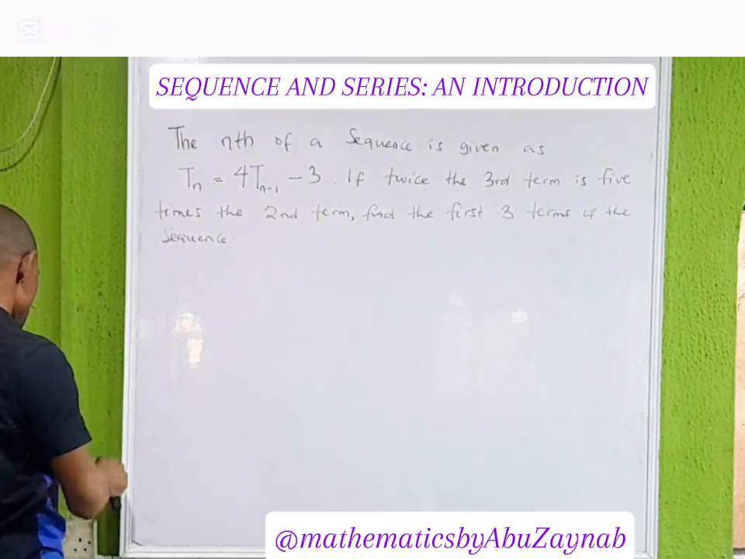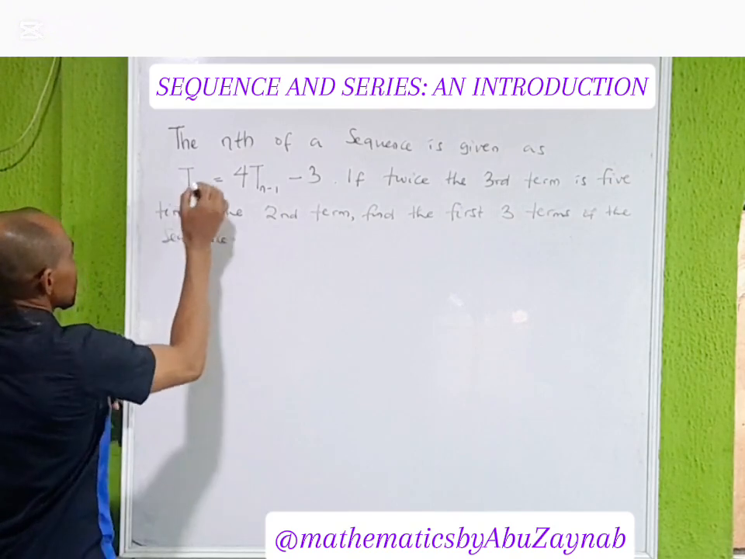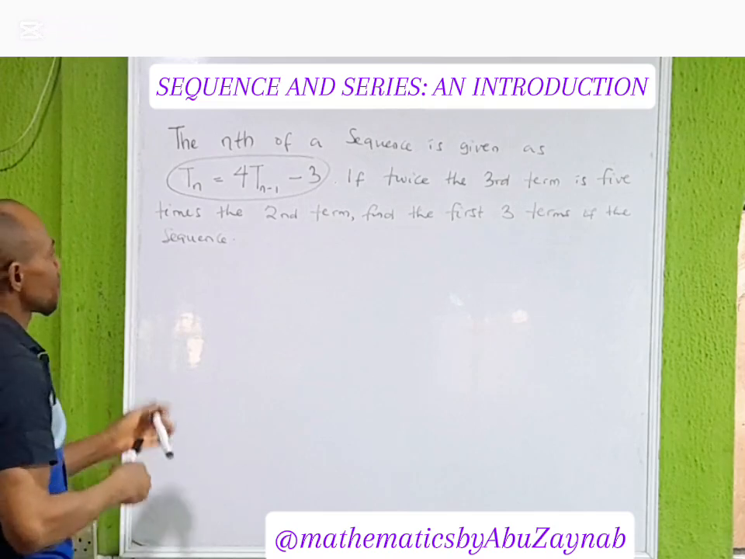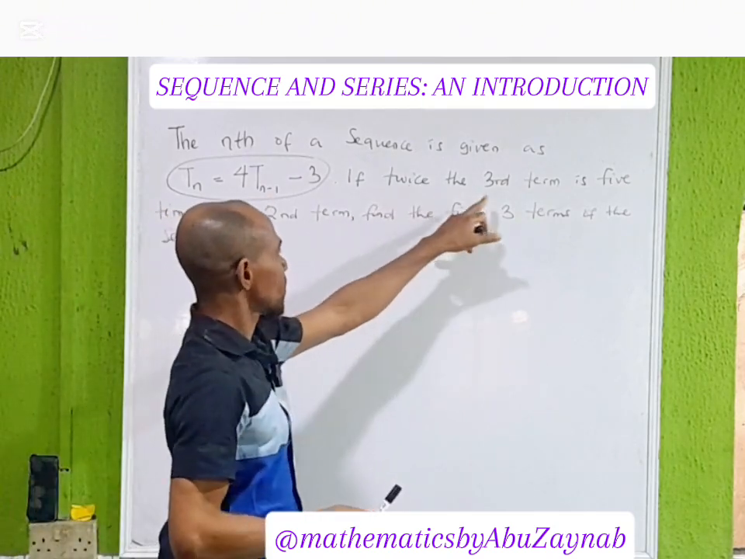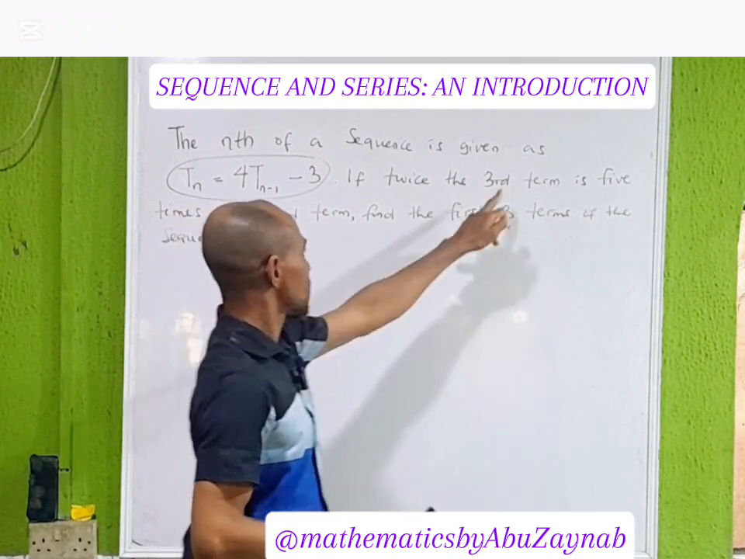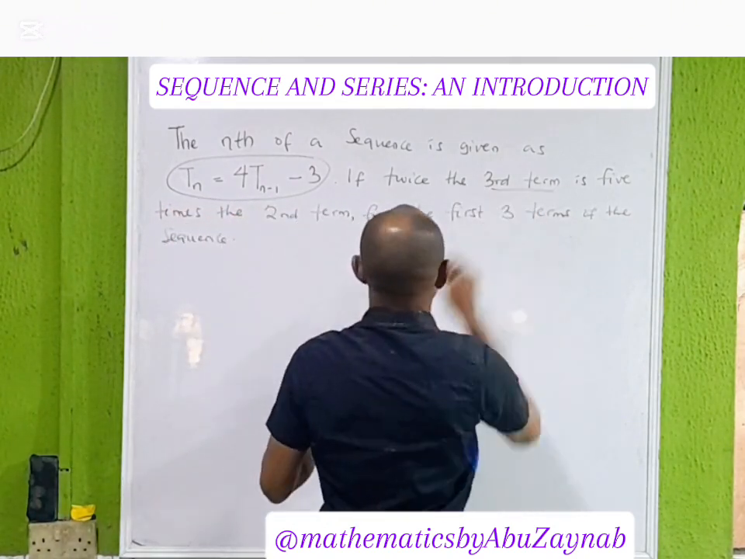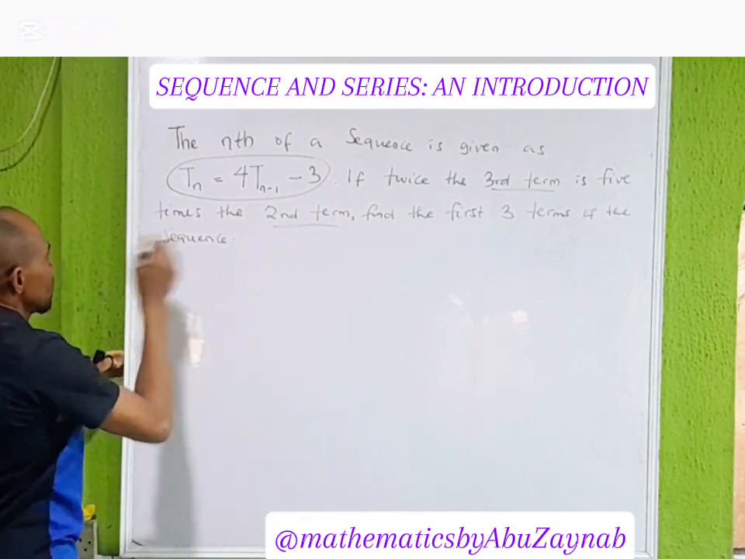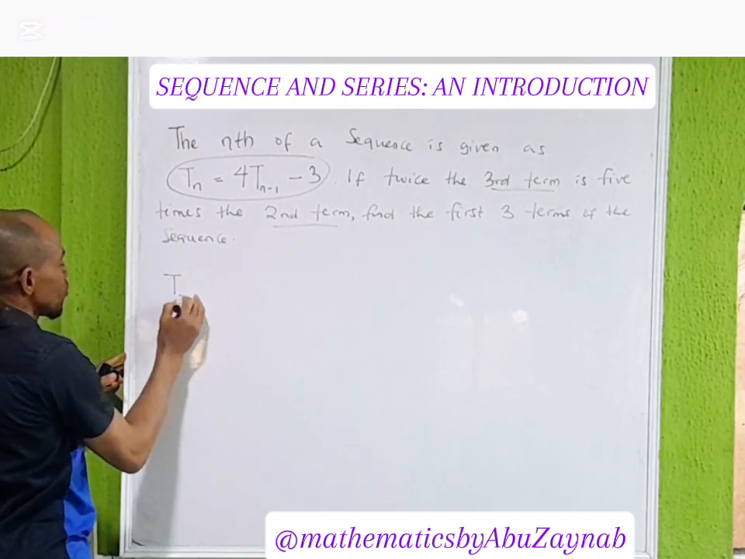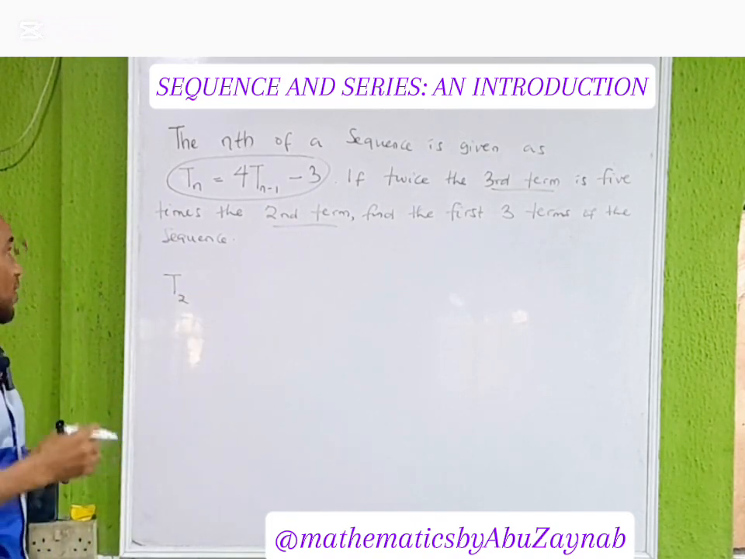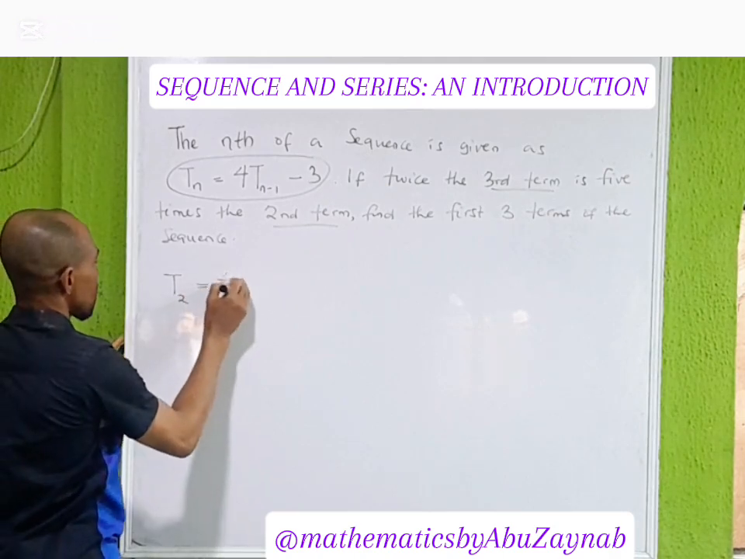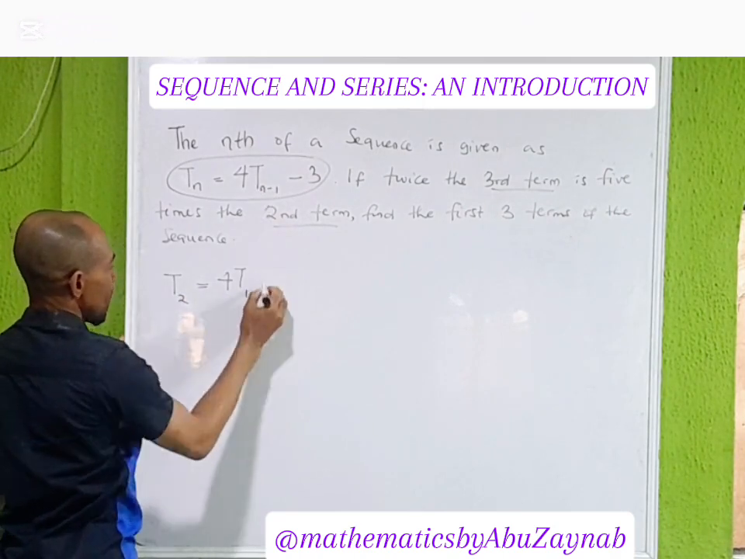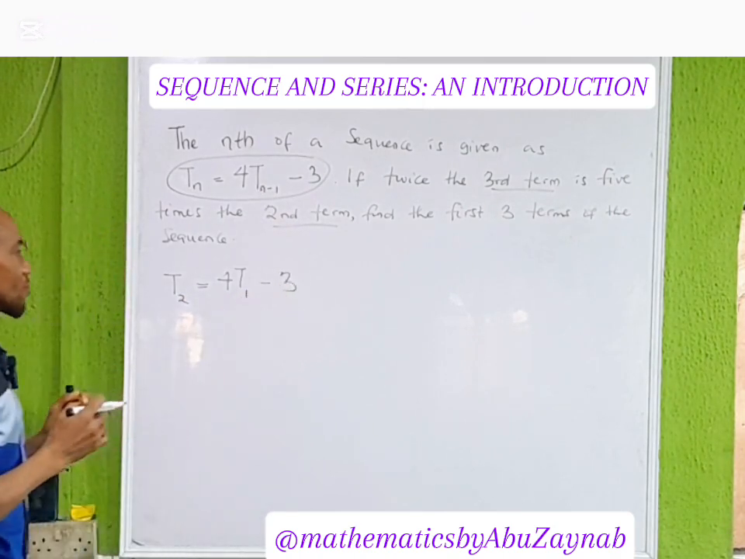We know for sure that the term for the sequence is given. So then from the question, twice the third term. The terms mentioned are the third term and the second term. So let's generate the second term. So second term by formula, we say T2, that's the second term, the n stands for the term. T2 equals 4 T. Remember, if n is 2, that's 2 minus 1, T1 minus 3. That is T2.